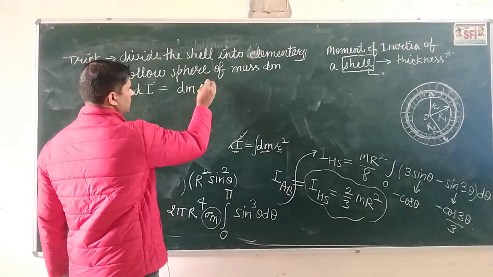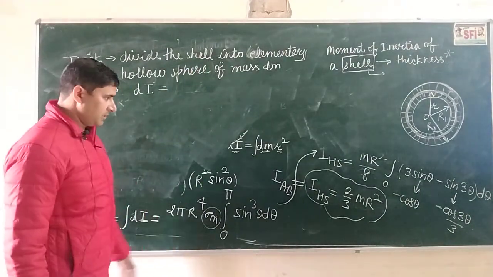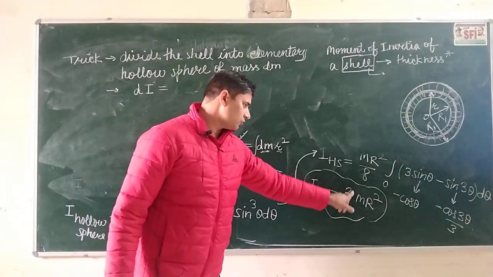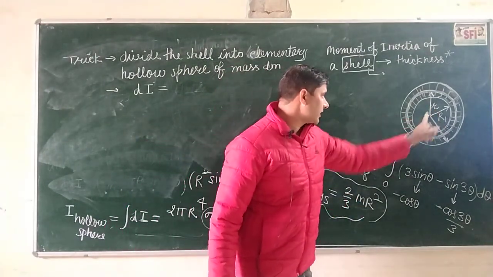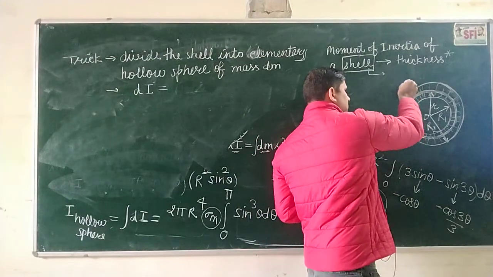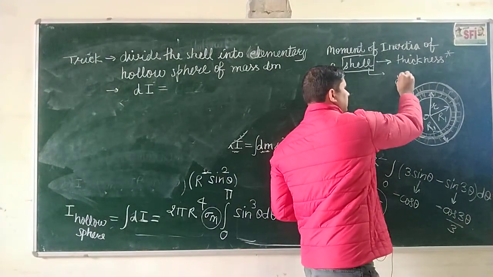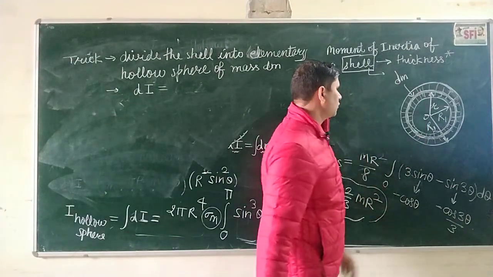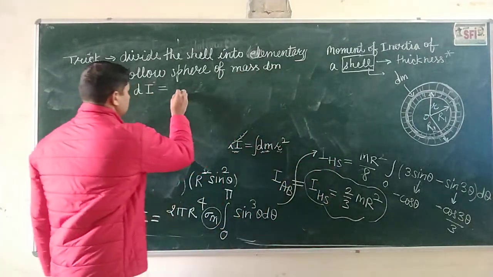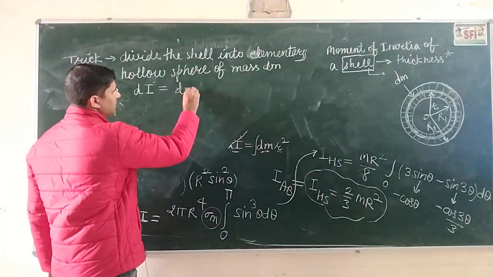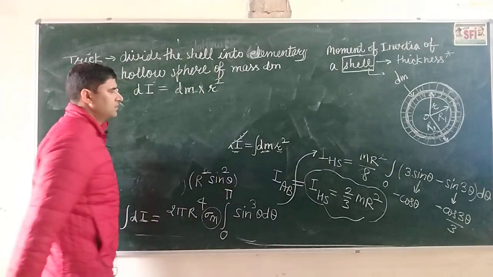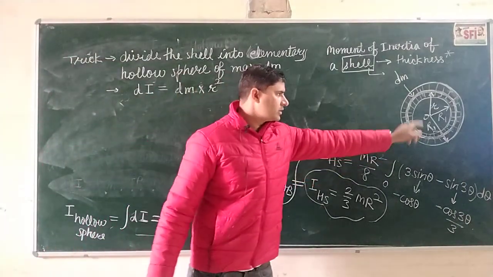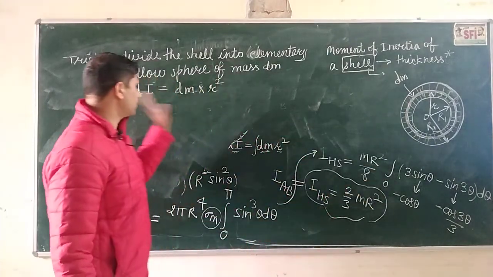dm into r square. You see, the moment of inertia of a hollow sphere is 2/3 mr square. So here the radius is small r, and the mass of this hollow sphere is dm. Okay, so here the relation will be dm into r square, and r varies from r1 to r2. Okay, so you are to integrate it.